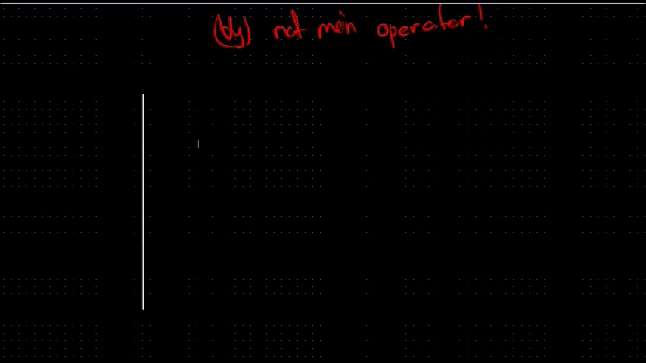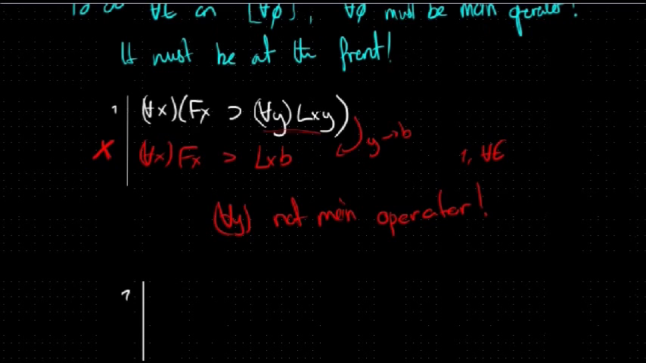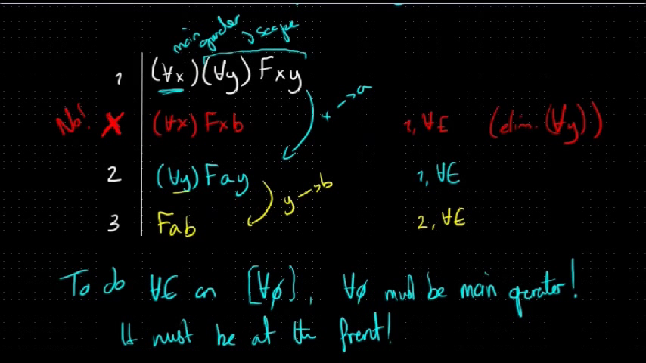So we know that we have to do every single one in a formula. We know that it has to be the main operator that we apply it to. So again, if we're up here, if we've got ∀x ∀y, we can't get rid of the ∀y first. We have to get rid of the ∀x first.